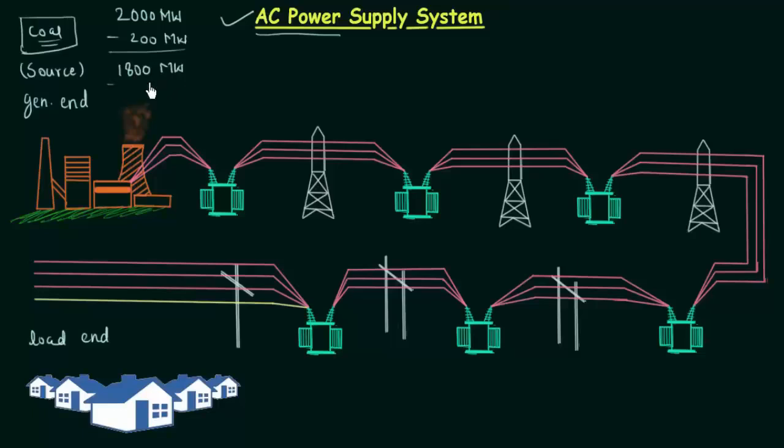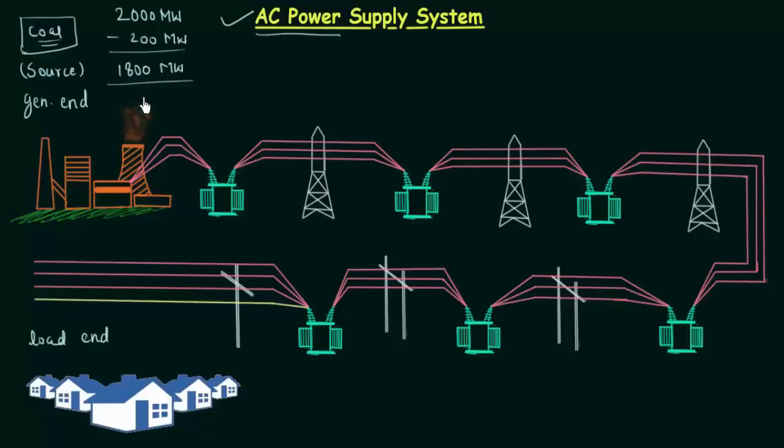So we need to transmit this 1800 megawatt to the regions where we don't have coal mines or we don't have rivers for hydro power plant. So this is the practical scenario when we are bound to transmit the power over a long distance. For example, the electricity generated in Bihar or Jharkhand, we transmit to Delhi. Delhi is the capital, it is the metro city, and the requirement of electricity is very high.